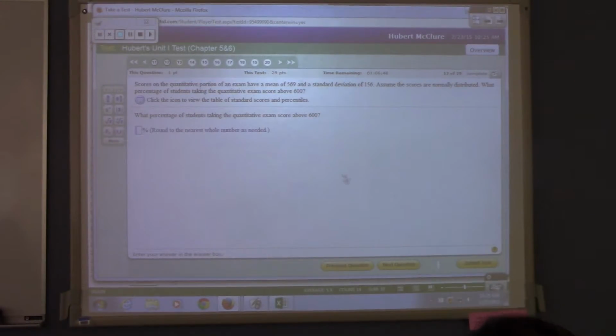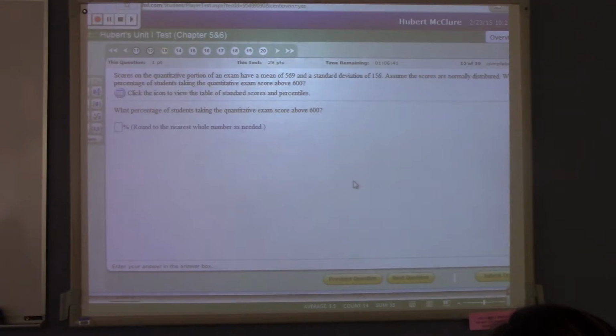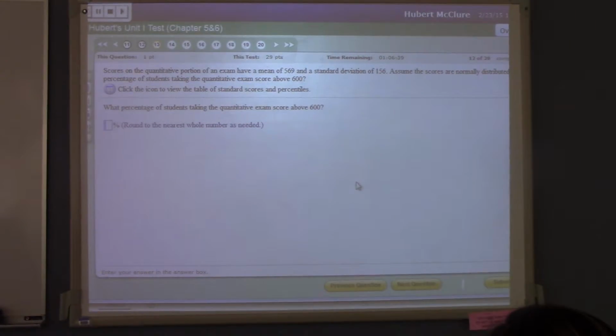All right, try this one. I'm going to let y'all do this one. Blow it up a little bit, Vanna. Scores on the quantitative portion of the exam have a given mean and standard deviation. Assume the scores are normally distributed. What percentage of the students scored above 600? Above. That means what side? Right-hand side or left-hand side? Right-hand side. I told you that the right-hand side is 1 minus the what? Left-hand side. That's right, class. You watched the videos. You were here last week.